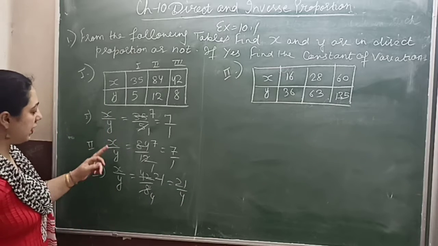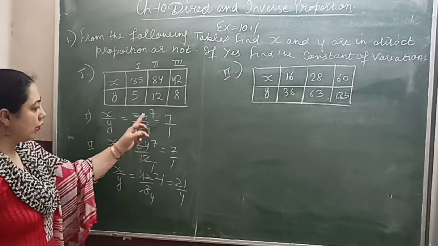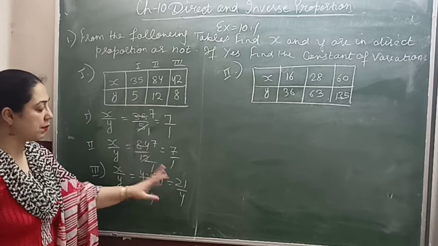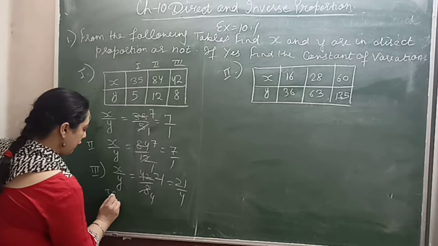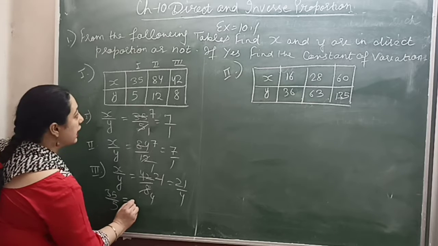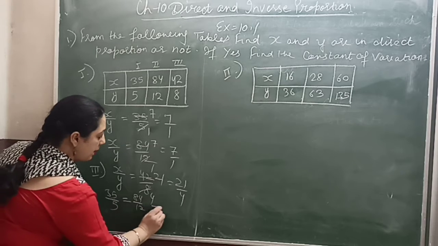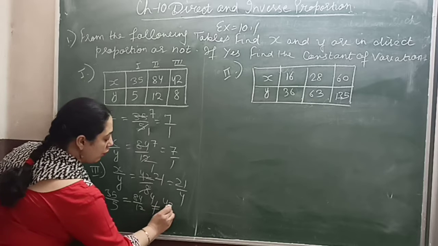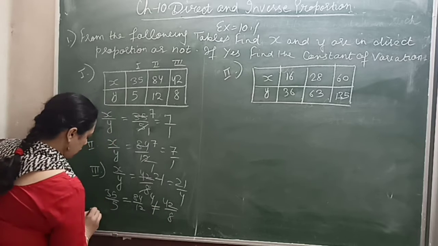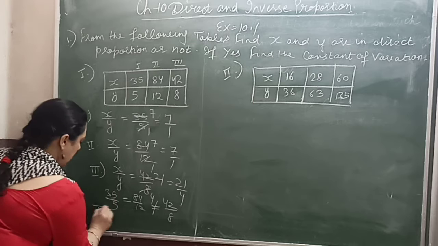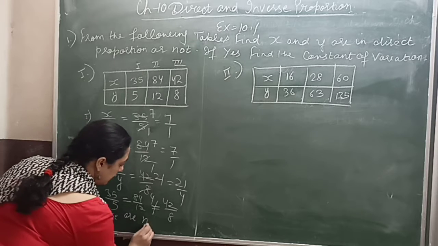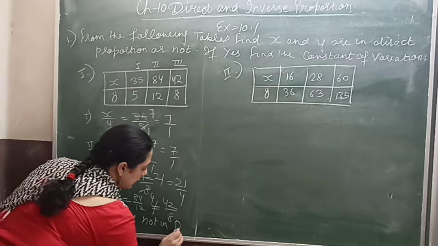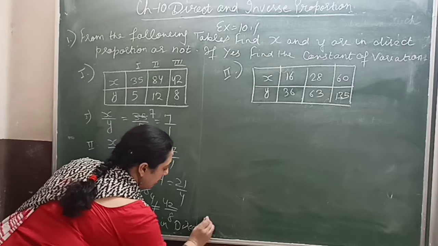Now from these three ratios, we find that the first ratio is equal to the second ratio, but the third one is not equal. So we write down that 35 over 5 is equal to 84 over 12, but it is not equal to 42 over 8. So these are not in direct proportion.